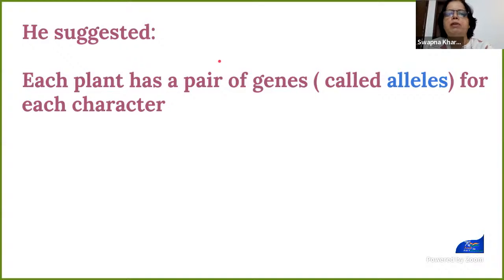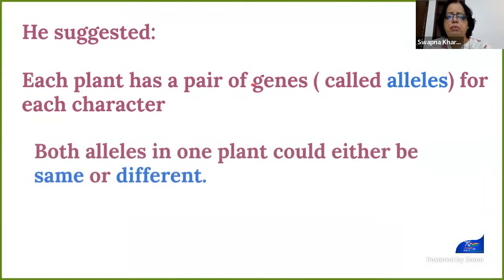So now we have genes which control every trait, and we have a pair of genes for every character. Since we have two alleles, both the alleles can be either the same or different. Let's look at it in a different way. Let's take the example of a short plant and a tall plant.